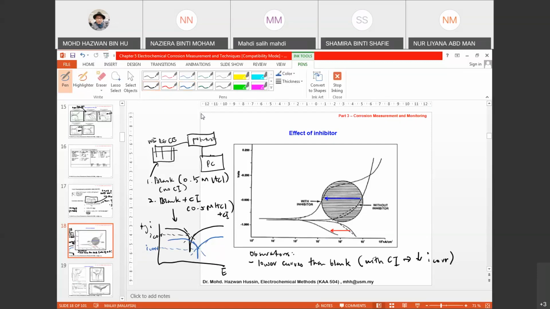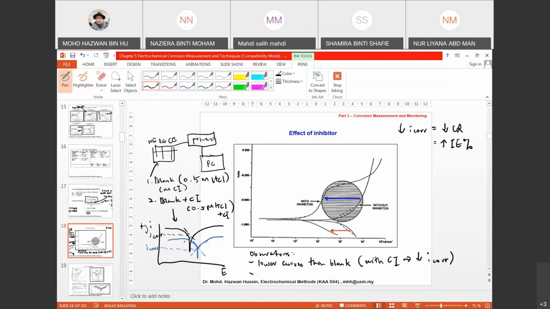So things that you still need to remember is that if you have lower I core, what does it indicate? Lower corrosion rate. When you have lower corrosion rate, meaning that your inhibition efficiency will be higher. All right. So this is the first observation that you see. You see that the curve, or the plot, is actually lower than the blank.